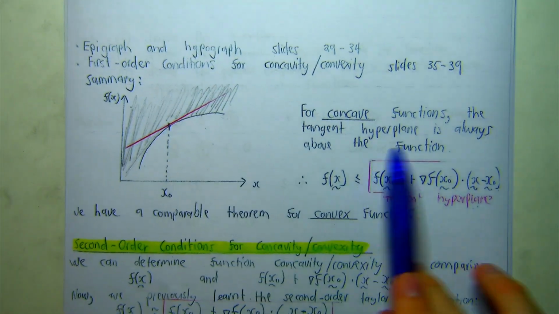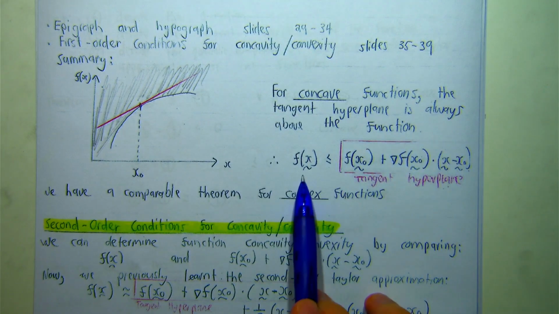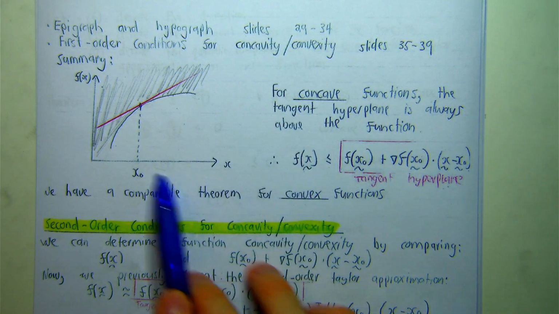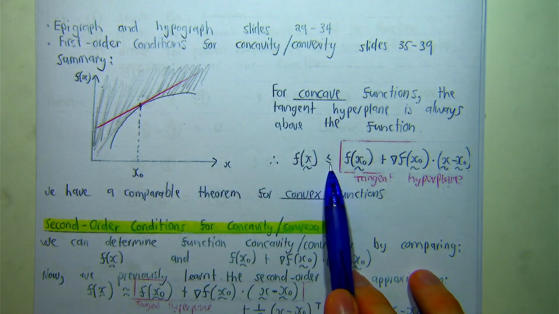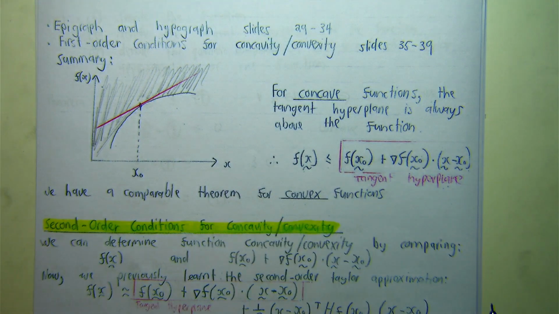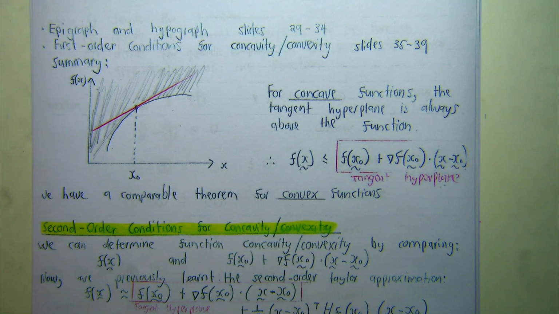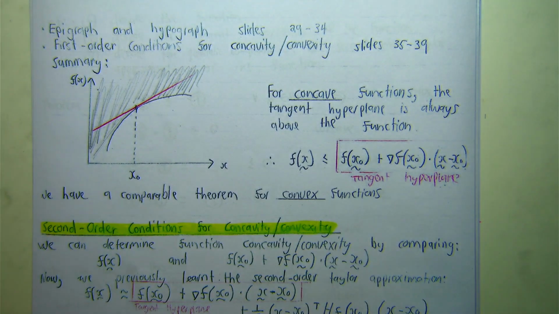Okay, so for concave functions, the tangent hyperplane is always above the function. And that means that f(x), which is this curve here, is always less than or equal to the tangent hyperplane, which is defined inside of this red box. And we have a comparable theorem for convex functions, that it's always above the tangent hyperplane.